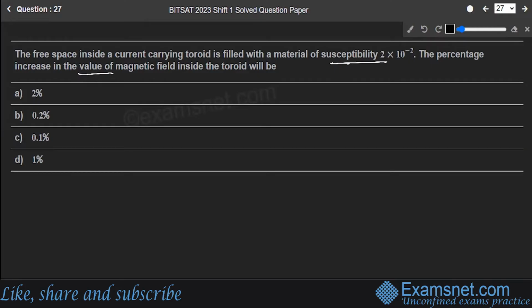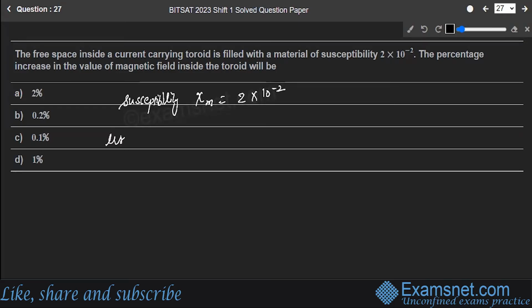The percentage increase in the value of magnetic field inside the toroid will be. So you are given susceptibility. Question number 27: the free space inside a current carrying toroid is filled with the material of susceptibility 2 into 10 power minus 2. The percentage increase in the value of magnetic field inside the toroid will be. So in the question you are given susceptibility is 2 into 10 power minus 2.